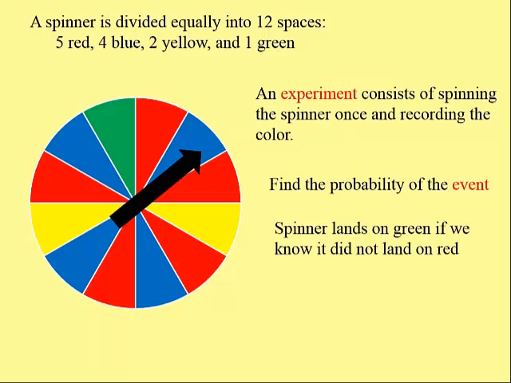Well, the idea is all we have to do is figure out, okay, if it did not land on red, what else are there? If it's not red, there's blue, there's yellow, blue, blue, yellow, blue, green. There are a total of 7 spaces that are not red. Out of those, how many are green? And so again, the denominator of the probability has changed.